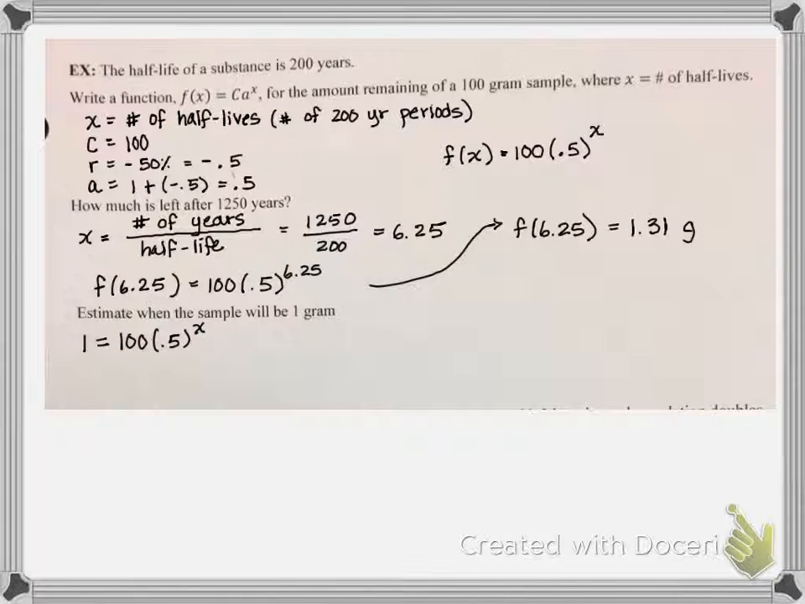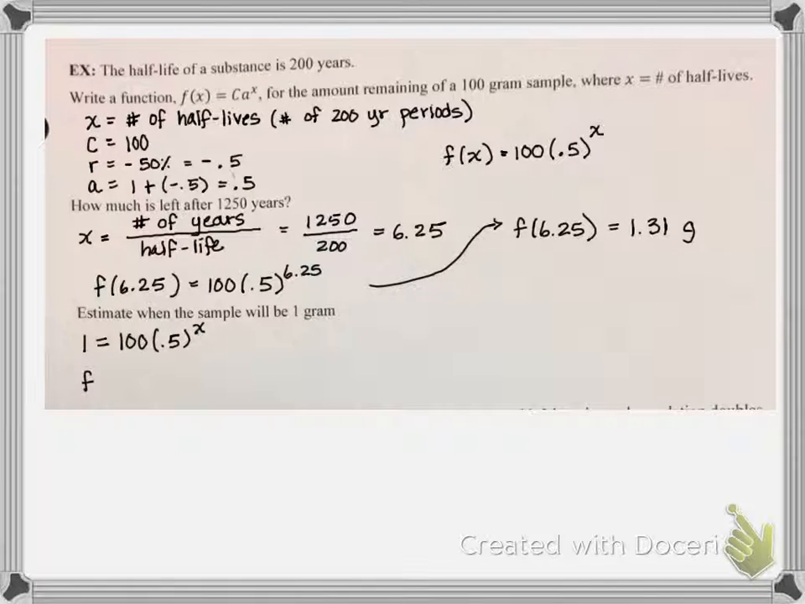We just found out that 1,250 years is 1.31. I would assume it's less. Would it be less? You don't need your calculator to figure it out. If less time has passed, more time, right? Because we are losing matter. We're losing some of our sample. And so if it took 6.25 half-lives to get to 1.31 grams, it's going to take longer than that to get to 1 gram, right? So what do you think? You want to try 7?